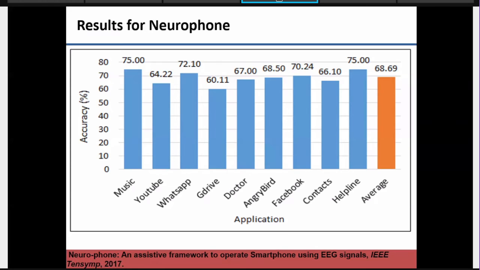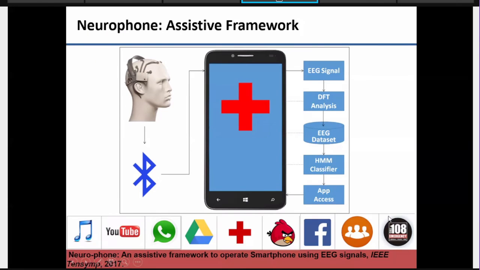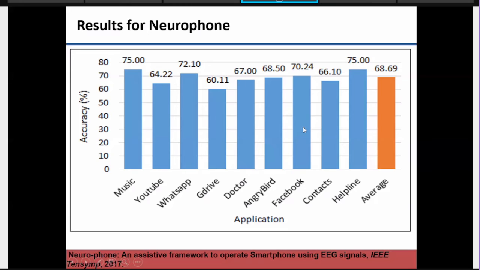Okay. So you see this music or helpline. Helpline means the one with the plus sign. The help sign is the 108 emergency. The doctor is also a plus sign, and this is 67%. For this music or helpline we get 75% accuracy.